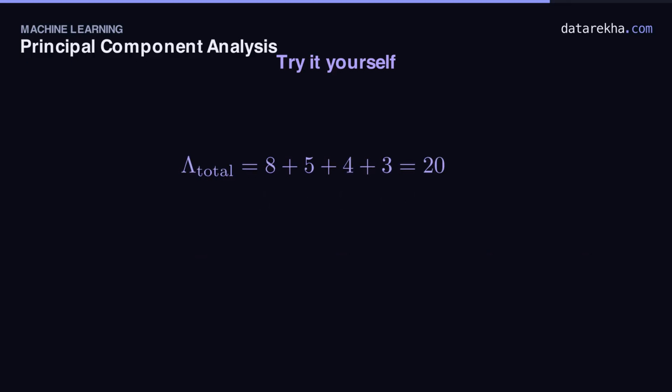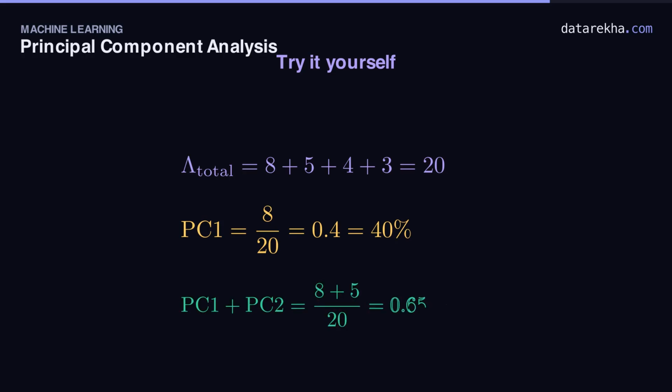The total variance is 8 plus 5 plus 4 plus 3, which is 20. So the first component explains 8 over 20, that is 0.4 or 40%. And the first two together reach 13 over 20, 65%. If you got 40% for PC1, you have genuinely got this.